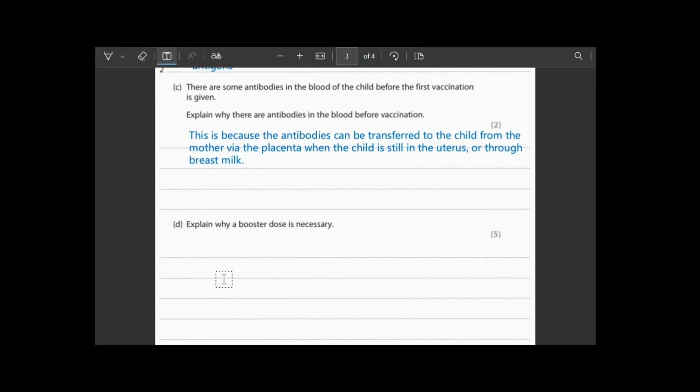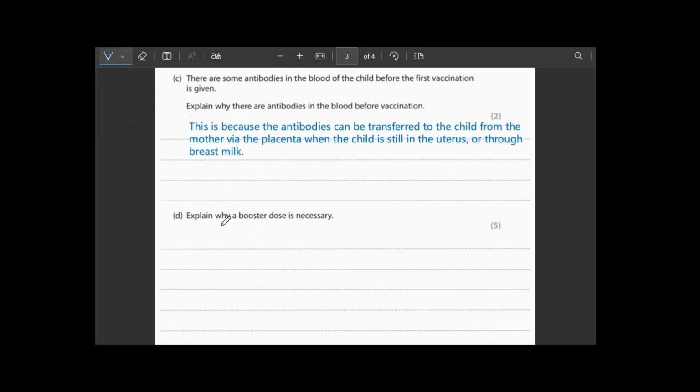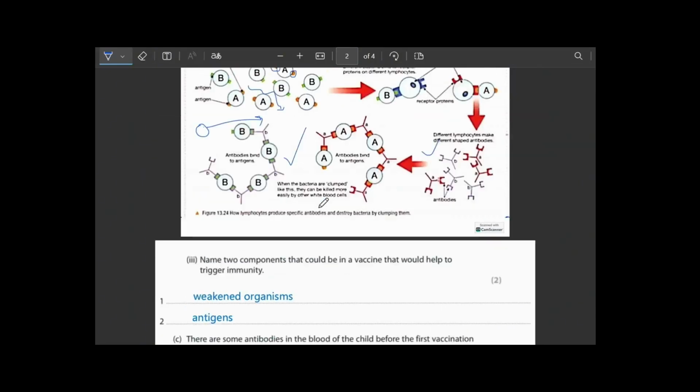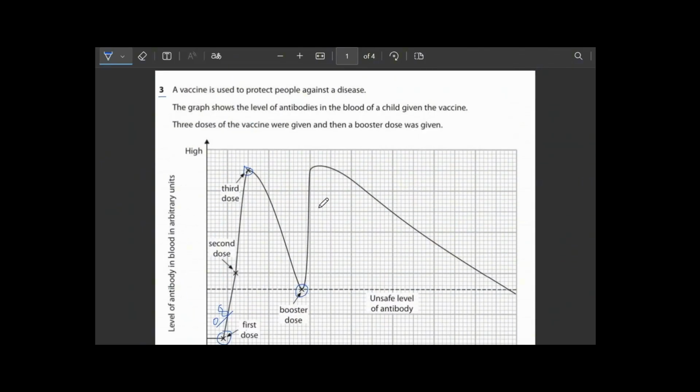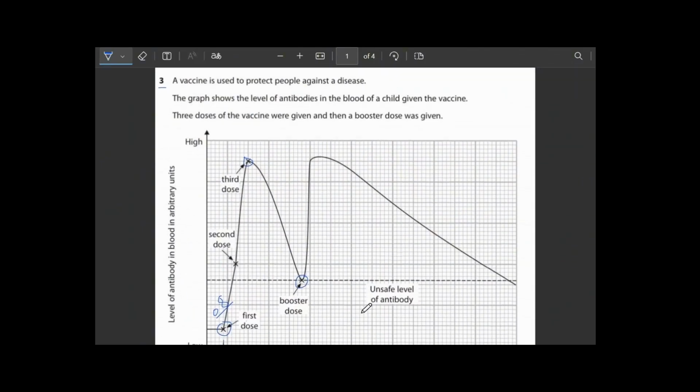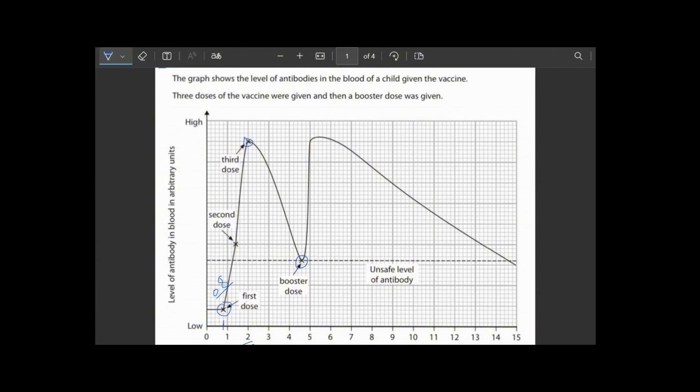So we have the answer done, and let's move on to the next part, which is explain why a booster dose is necessary. Sometimes vaccinations are not so effective, and extra booster injections have to be given to maintain a person's immunity. What the booster is going to do is raise the level of antibodies so it does not fall below the unsafe level of antibody. It is very important, which means it is maintaining the adequate level of antibodies required for providing efficient immunity to the child.